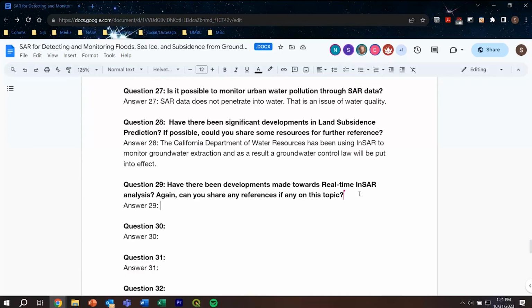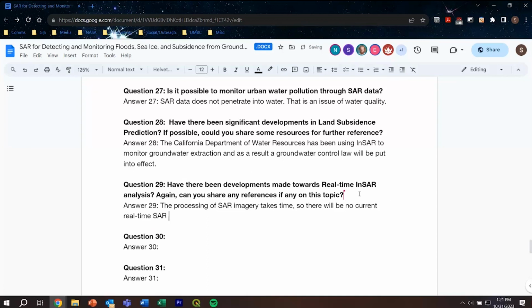The processing of SAR images takes some amount of time. So there's always going to be some amount of delay. With the present satellite systems, it usually takes several hours for the data to actually be sent down to the ground. So we don't usually talk about real time, but we talk about near real time products for SAR and InSAR analysis.